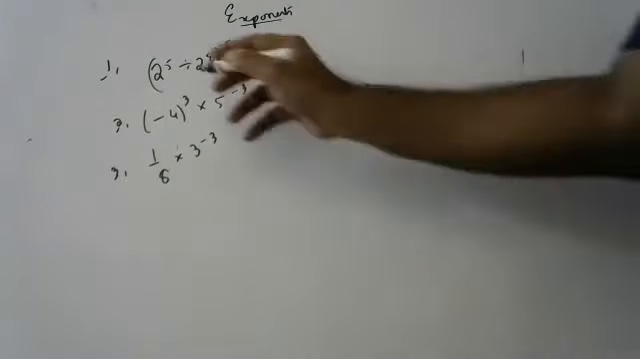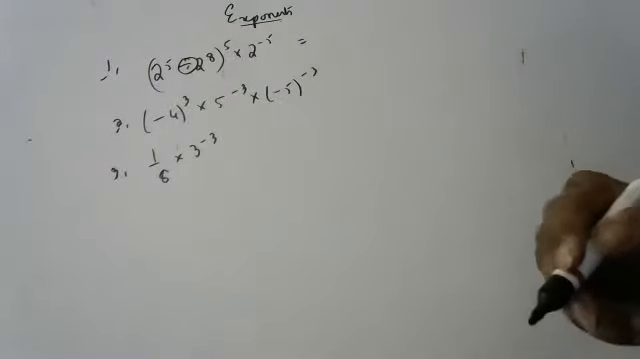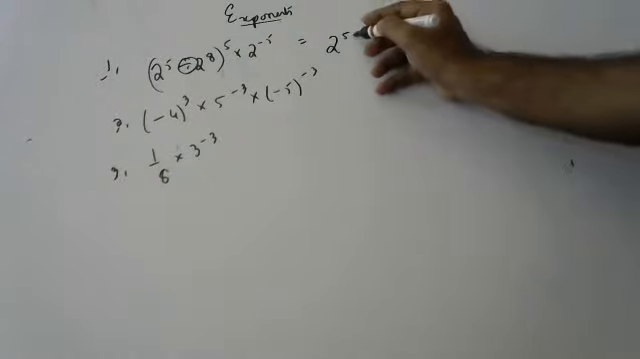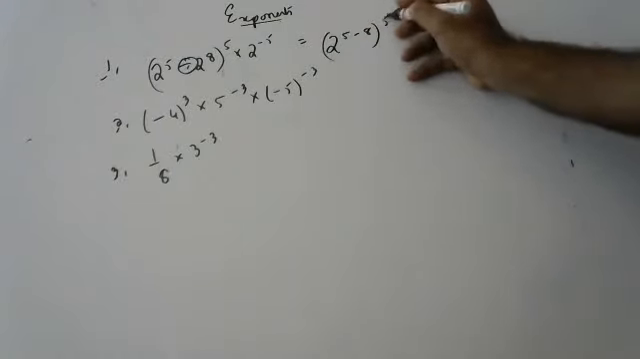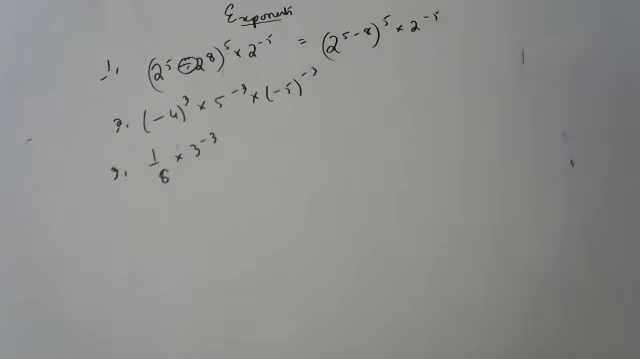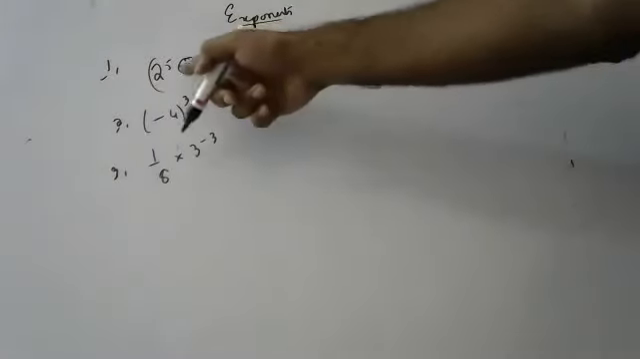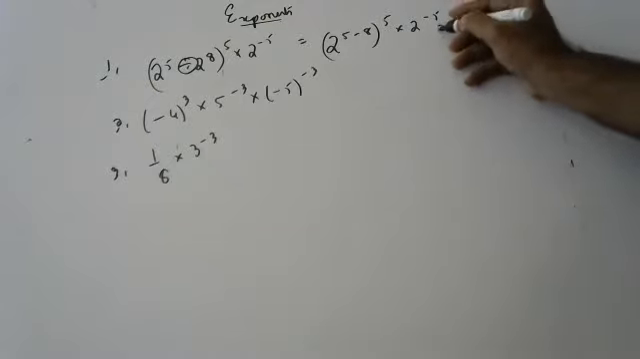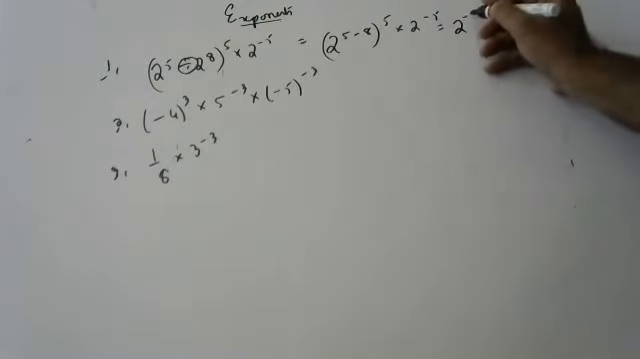Okay, children? When subtraction is there, what should we do, plus or minus, with the powers? Minus. When subtraction is there, we have to do minus. When multiplication is there, the powers can be added. So 2 to the power of 5 minus 8 is minus 3.